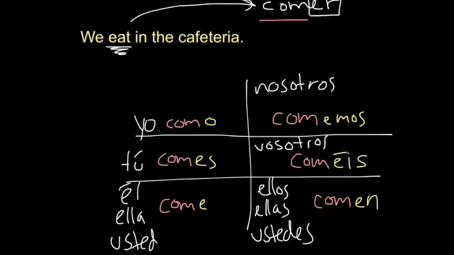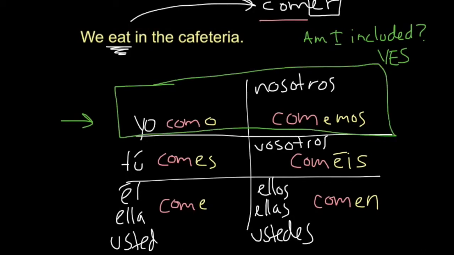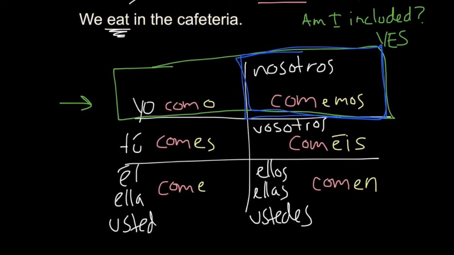Then who's doing the eating? Am I included? Why, yes, I am, because it's we. So that means I need somewhere in this first row. Next step, is it one person or more than one? Well, for this, it's definitely more than one, so I need the nosotros box. So there, I have my conjugation.